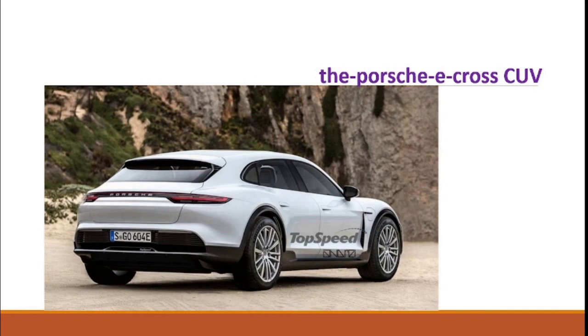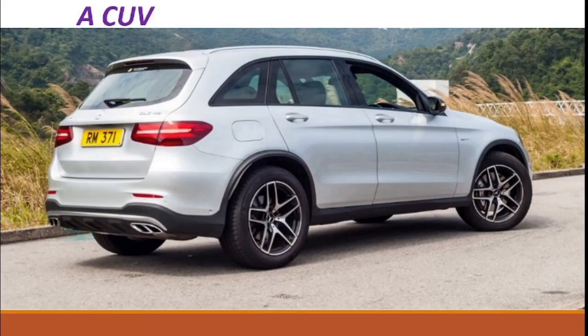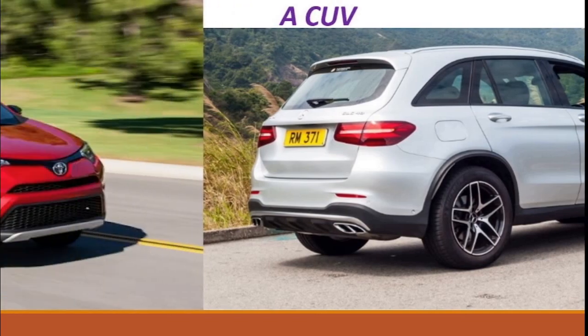This is the Porsche E-Cross CUV. Note the weight is low, okay, because the body and the chassis are one. It's unitary. Alright. Just another CUV there. One major feature is that it is low. Of course, it's a two-box configuration. We have the passenger compartment and the engine compartment at the front, at the bonnet.